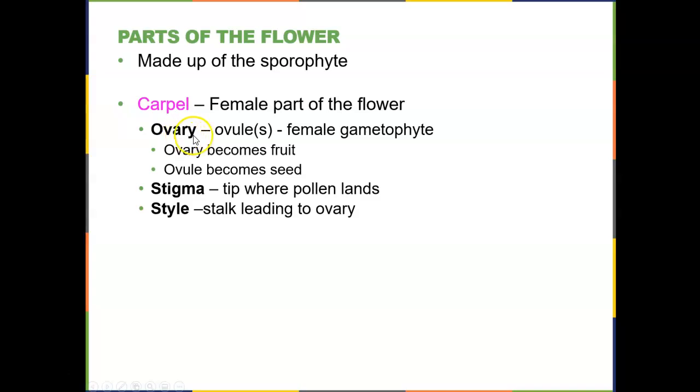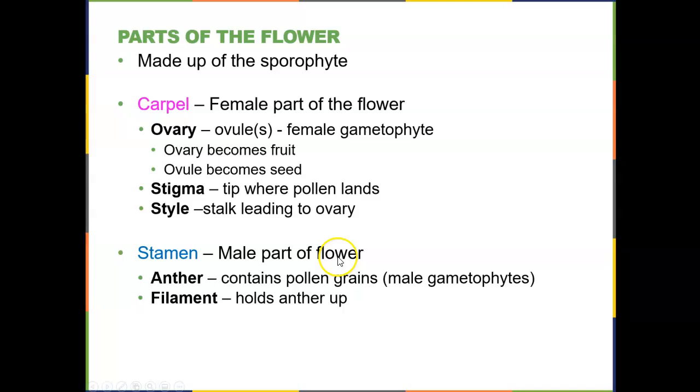In addition to the ovary, we have a stigma. That's the very top of the carpel. It's usually sticky, and that's where the pollen grains land. And then connecting the stigma to the ovary is a stalk called the style.